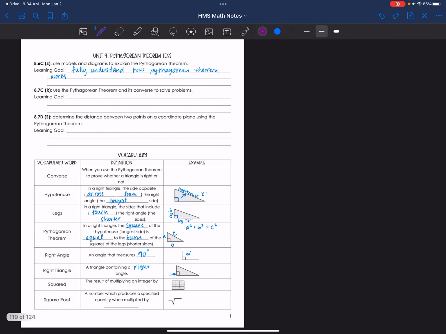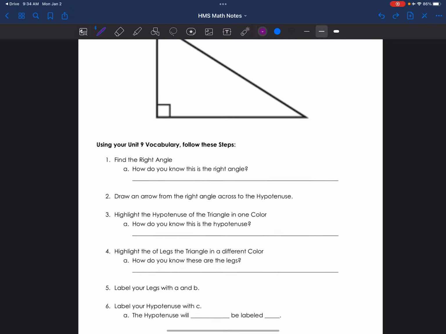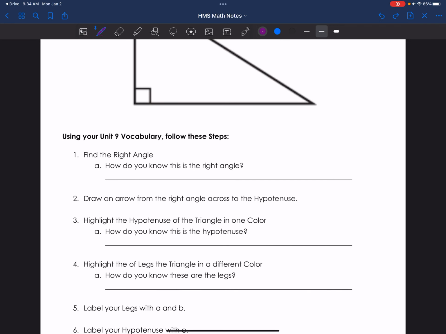Now, let's get into the ins and outs of a right triangle. So, page two. Step one, we're going to find the right angle. Found it. How do I know that this is the right angle? Well, it has a symbol that indicates right angle. The symbol is this guy. Done. Boom. Which also shows us what our legs are.